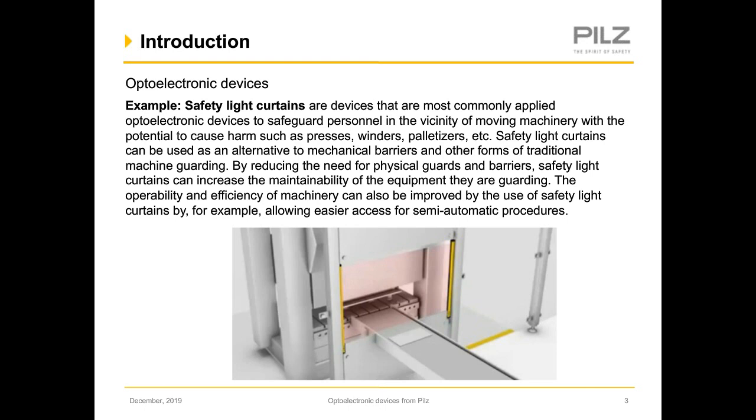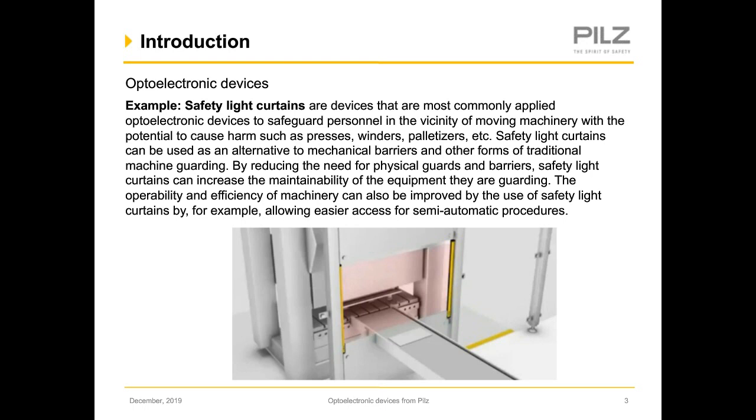Safety light curtains can be used as an alternative to mechanical barriers or other forms of traditional guarding. By reducing the need for physical guards and barriers, safety light curtains can increase the maintainability of the equipment they are guarding. The operability and efficiency of the machine can also be improved by the use of safety light curtains, for example, allowing easier access for semi-automatic procedures. But keep in mind, light curtains do not protect against flying debris out of a work cell or a machine.